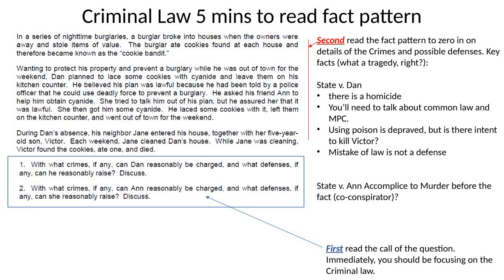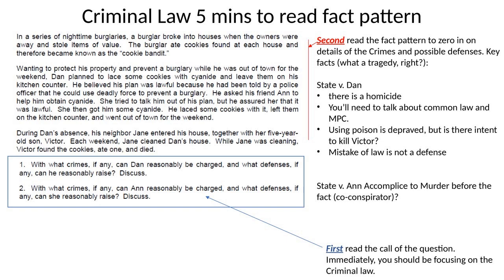Man, that's a tragedy. Okay, so while you're reading this, you should be thinking State v. Dan, there's a homicide, right? So you're going to need to talk about common law and model penal code murder, right? Using poison is depraved, but is there intent to kill Victor? And mistake of law is not a defense. We already know that.